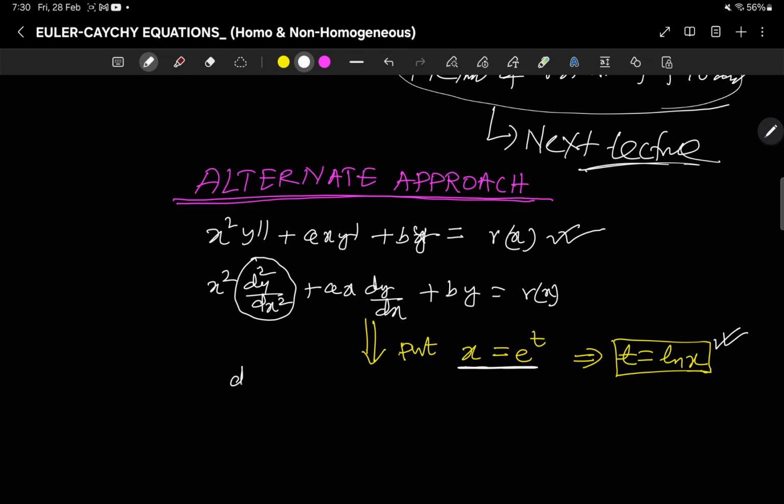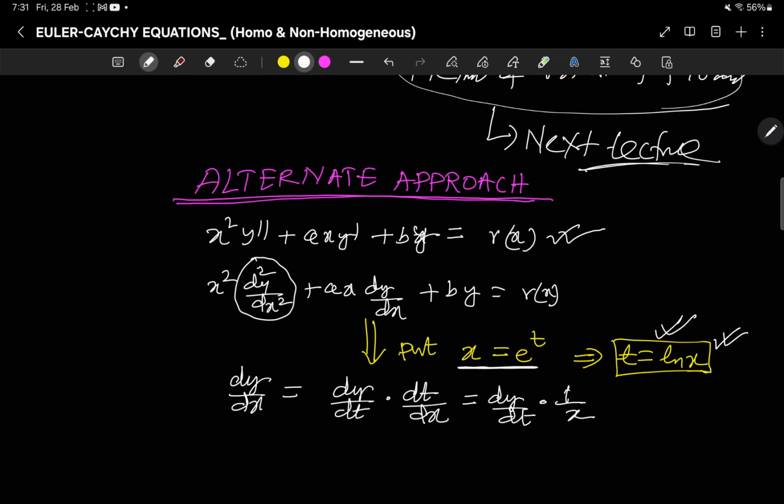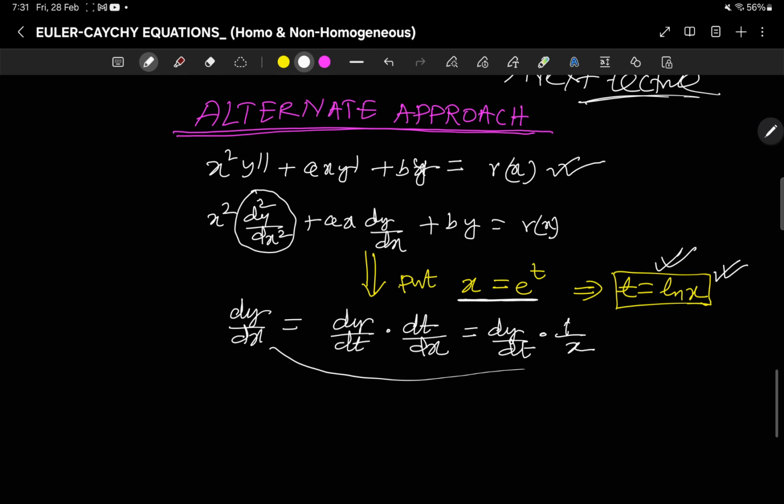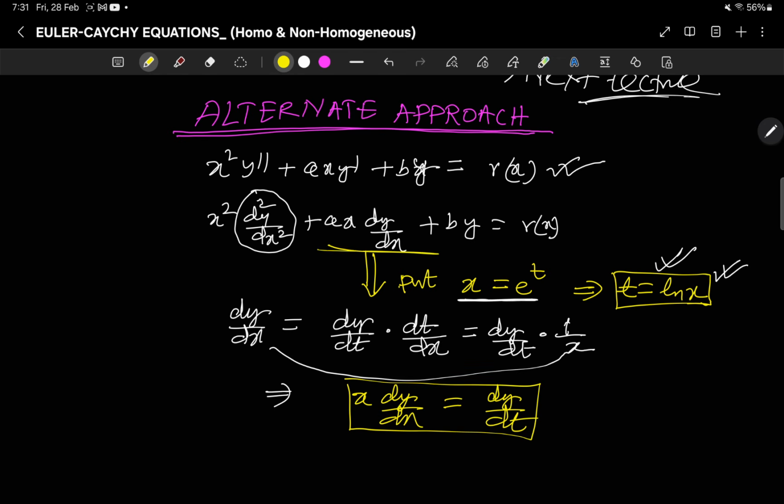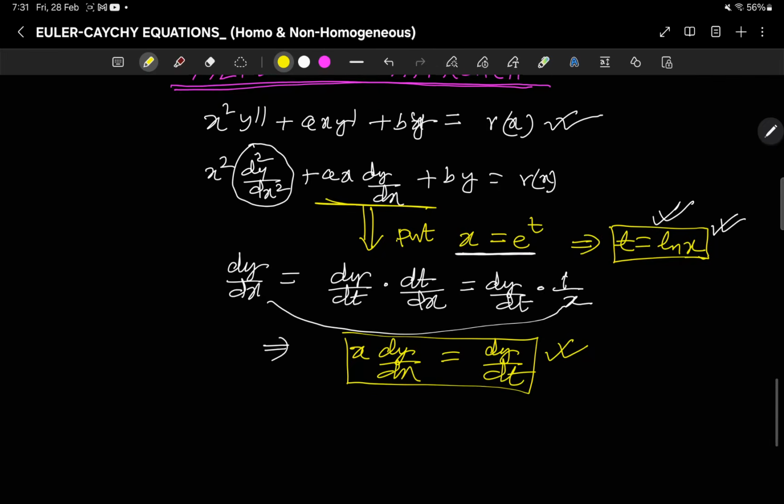Then what will happen here? Now dy by dx will be dy by dt into dt by dx, so this is equal to dy by dt times dt by dx. What is dt by dx? The derivative of log x is 1 by x. So if you multiply by x, x into dy by dx will be dy by dt. We see now this variable coefficient is reduced to dy by dt, a constant coefficient.